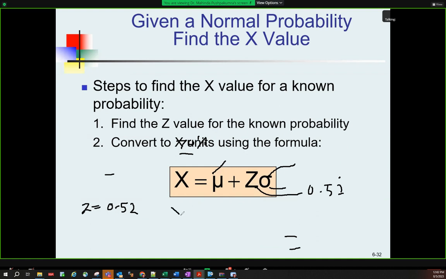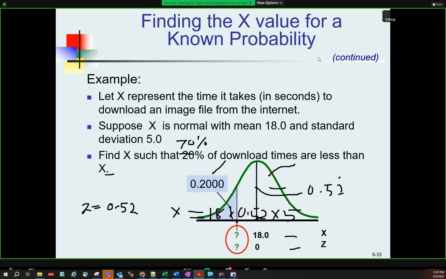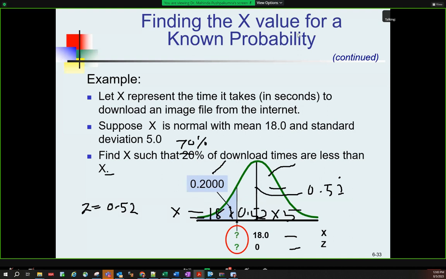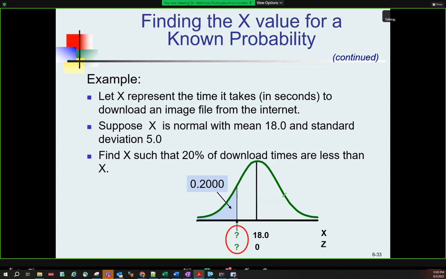Then the x should be equal to 18 plus 0.52 into standard deviation 5. Then the answer should be 20.6.